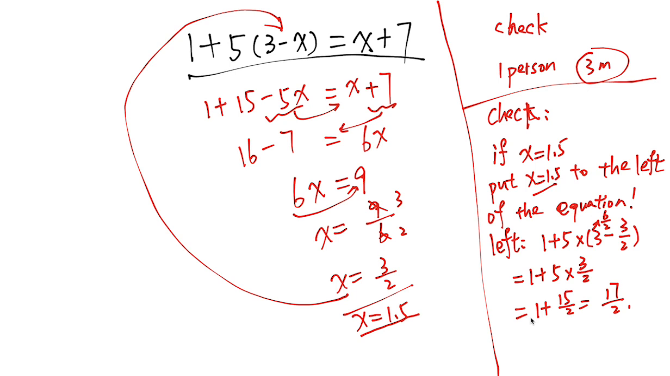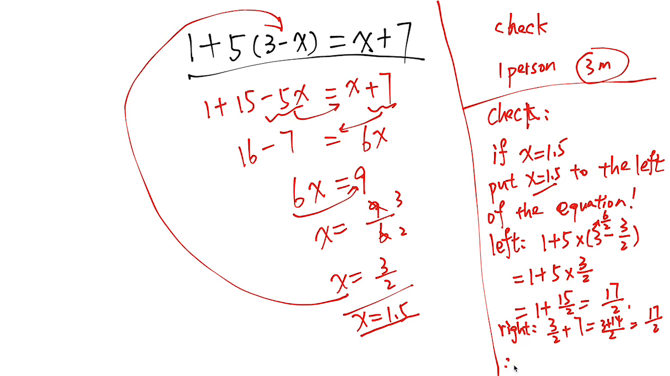Now that's the left one. So how about the right one? For the right one, put x in, it will become 3 over 2 plus 7. 7 is what? 14 over 2. So it's 3 over 2 plus 14 over 2, which also equals 17 over 2.